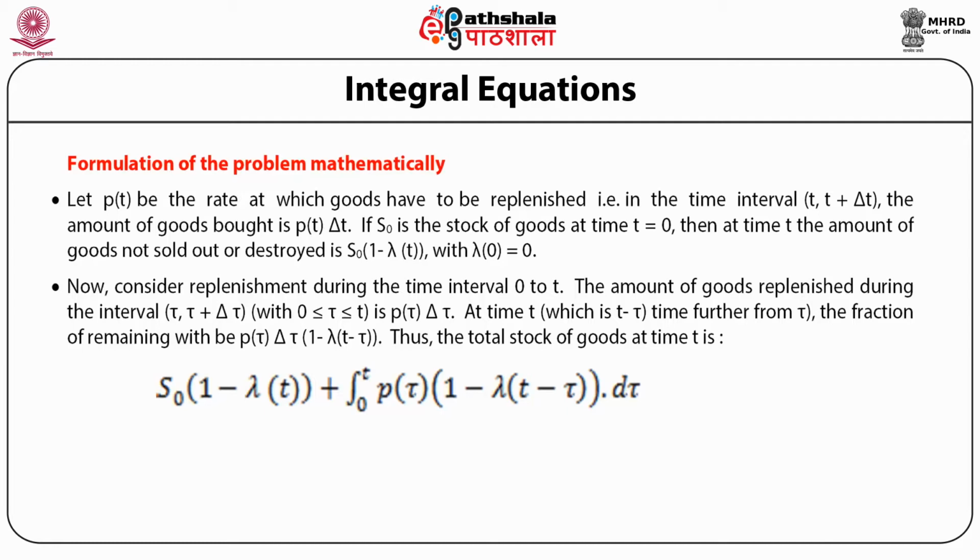Now, if the stock has to remain unchanged, then this must be equal to S naught. Therefore, S naught is equal to S naught into 1 minus lambda t plus the integral from 0 to t of p of tau into 1 minus lambda into t minus tau, d tau. This is the equation for the unknown variable p of t. Thus, we'll end up with an integral equation for the unknown variable p of t. Given the original stock S naught and lambda t, a solution of this equation will be the answer to the question which we have posed.